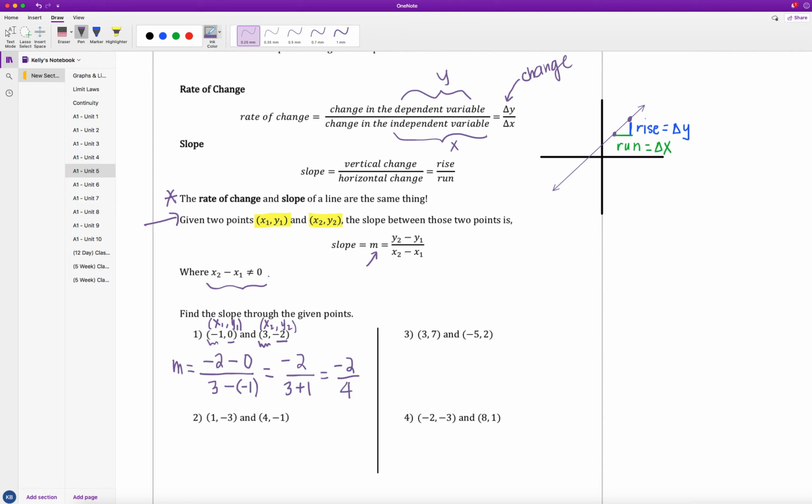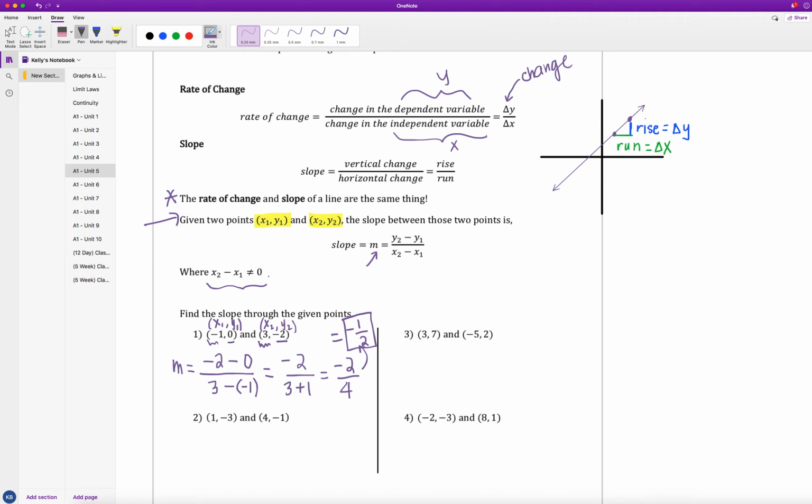I want to reduce my fractions down and my slopes down as much as possible, so -2 over 4 would be equivalent to -1/2. So -1/2 then will be our final answer for slope in example 1. Okay, let's look at example 2.